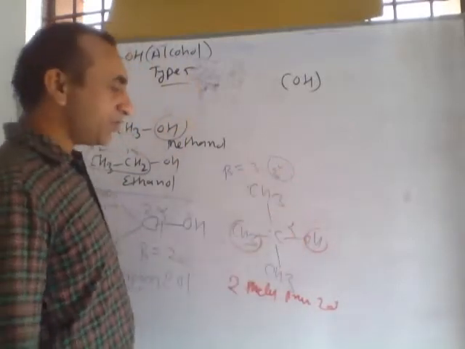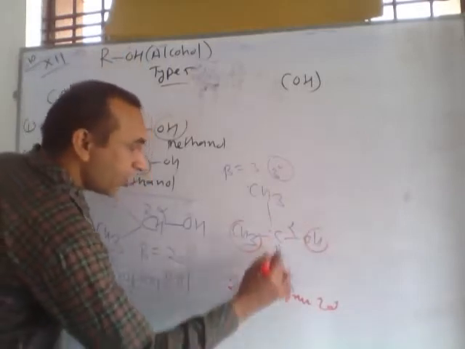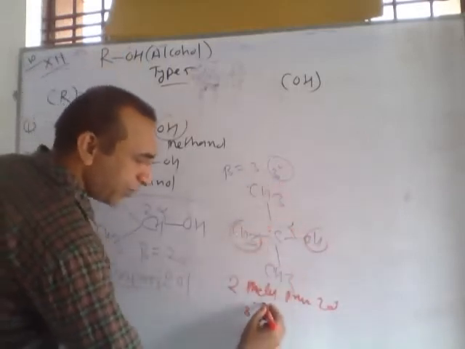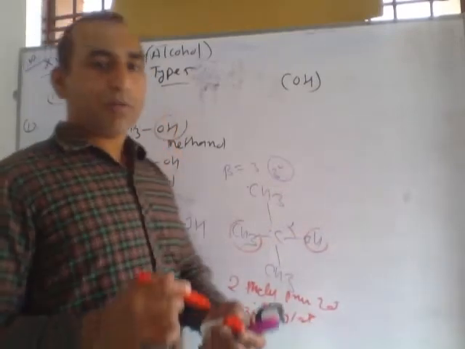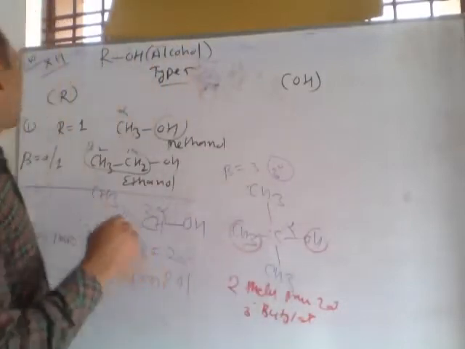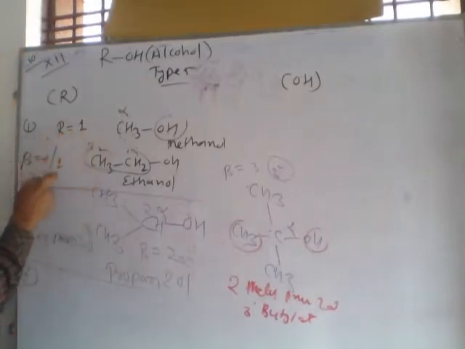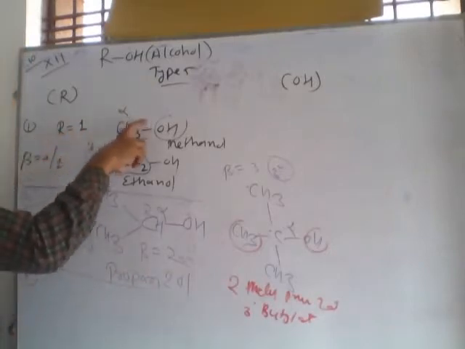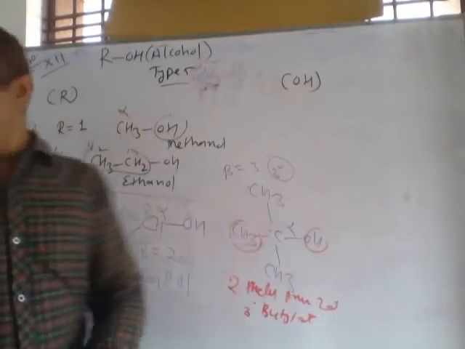Its general name is tertiary. This 4 carbon system is called butyl, tertiary butyl alcohol. So alcohols are 3 types on the basis of number of beta carbon. If beta carbon is 0 or 1, this is called primary. These two are primary, this is secondary, and this is tertiary.